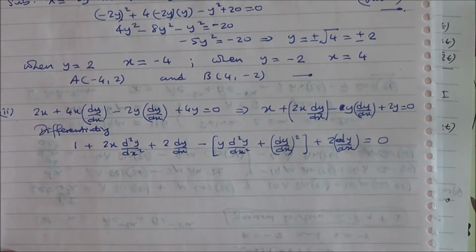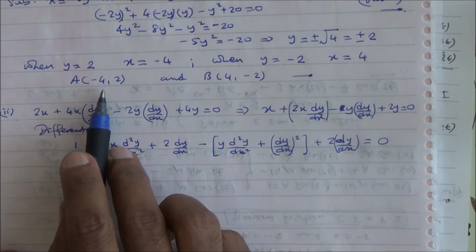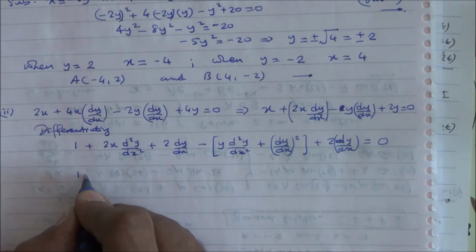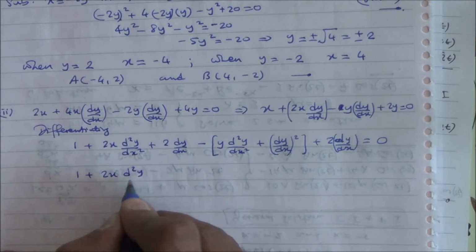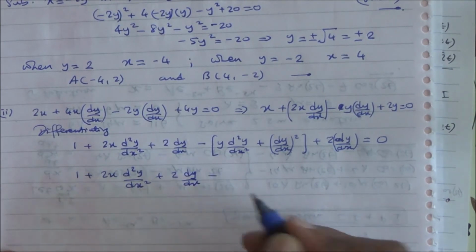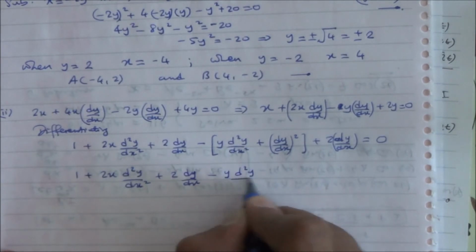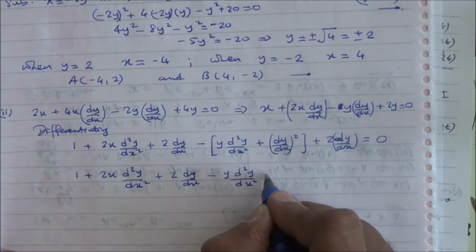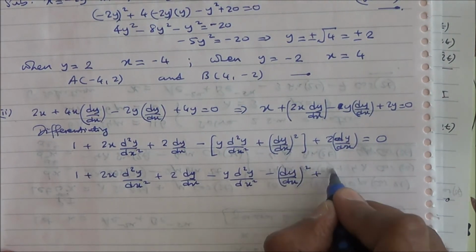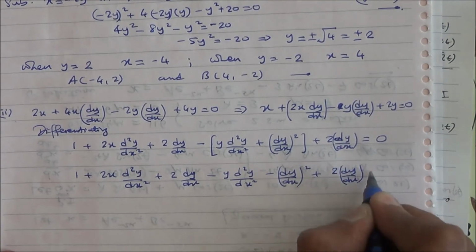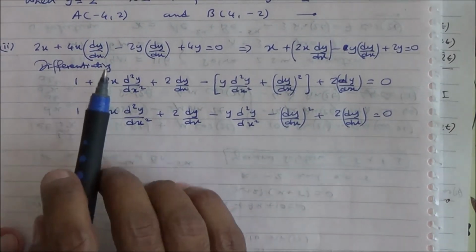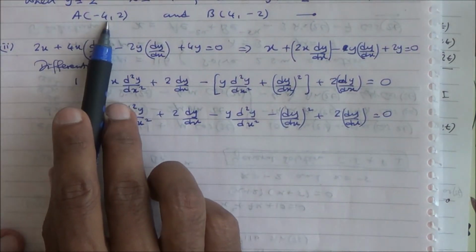Now, what do we know? Let us take this point here, or maybe we can try to simplify: 1 plus 2x d2y over dx squared, plus 2 dy by dx minus y d2y over dx squared, minus dy by dx all squared plus 2 dy by dx is equal to 0. From here we're going to take the point x is minus 4, y is equal to 2.